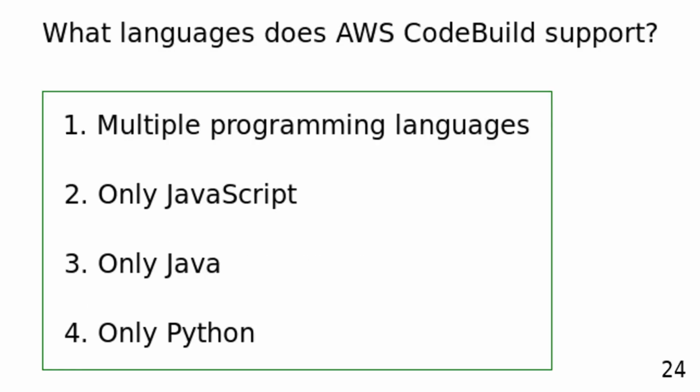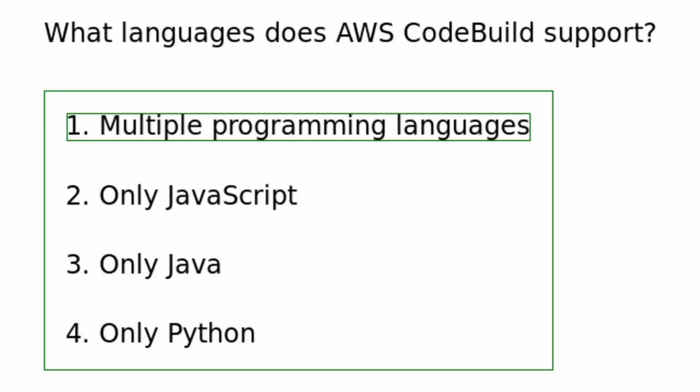What languages does AWS CodeBuild support? Multiple programming languages. Only JavaScript. Only Java. Only Python. AWS CodeBuild supports multiple programming languages such as Java, Python, Ruby, JavaScript, and more.